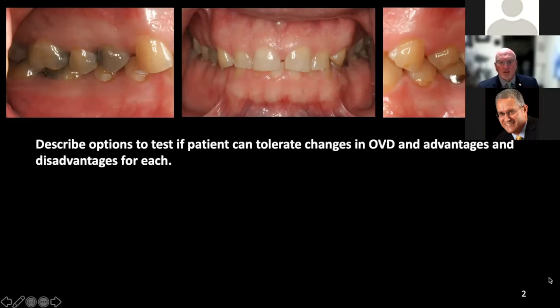Probably disadvantages or advantages of that would be it's low cost, it's non-invasive, it's easy to fabricate. Some of the disadvantages might be compliance with the patient, whether they could function with it. Those are always things to think about and sometimes problems.